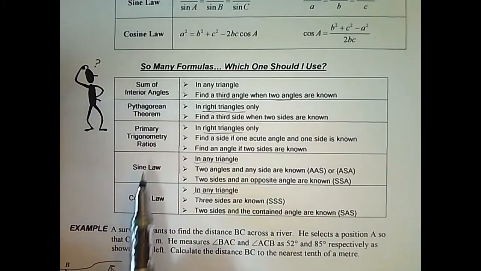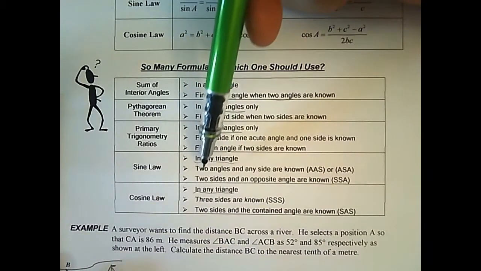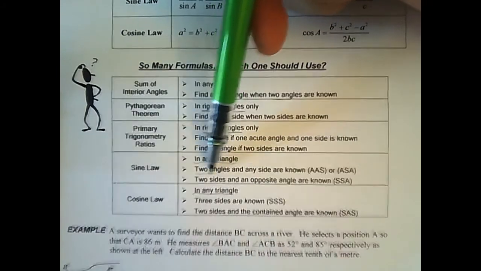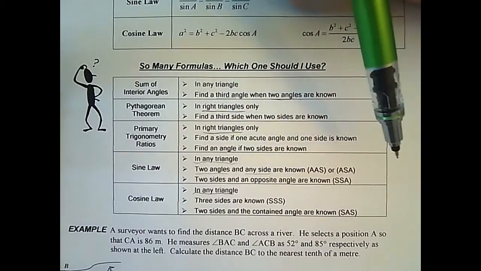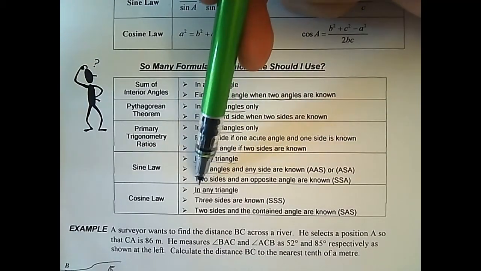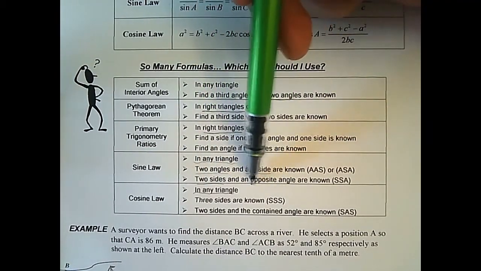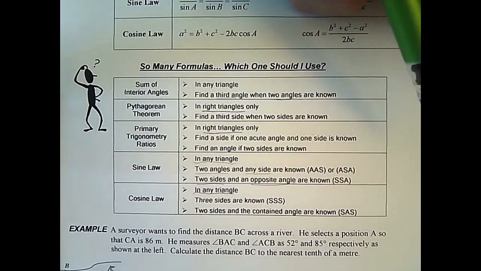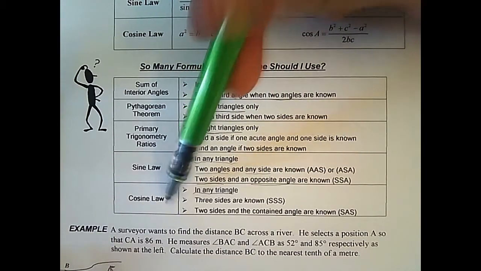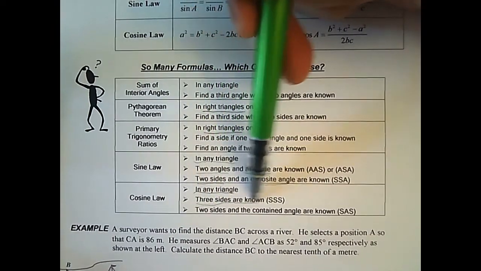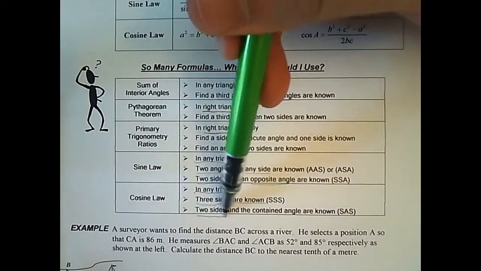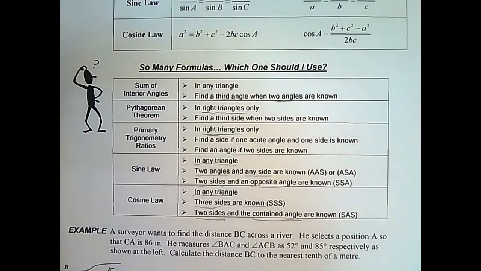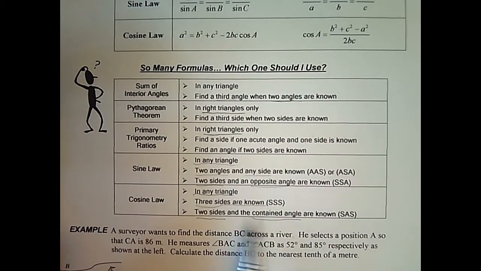So we can use sine law or cosine law in any triangle. From sine law, if we know two angles and a side, I can figure out the other side, or if I know two sides and an opposite angle, I can find the other angle. For cosine law, if I know three sides, I can find an angle, and if we know two sides and the contained angle, we can find the opposite side.